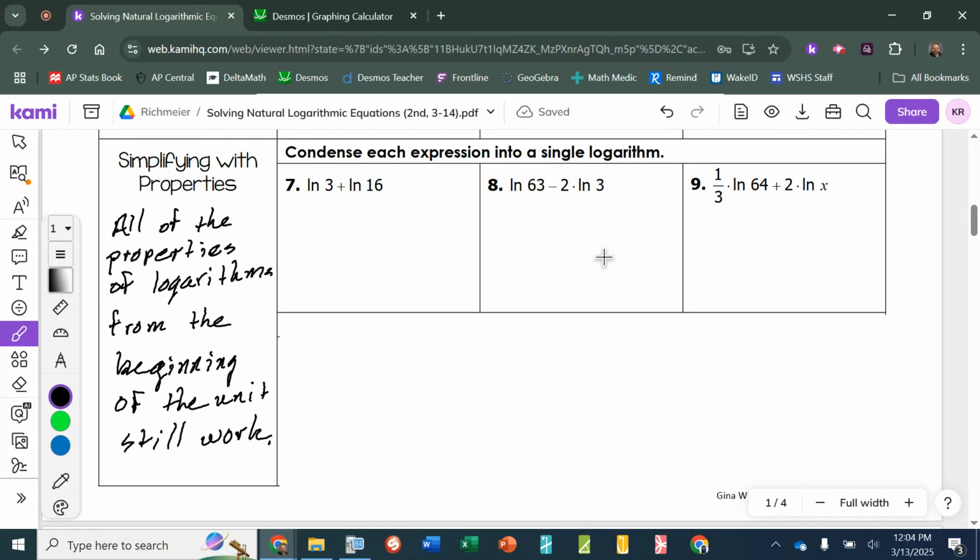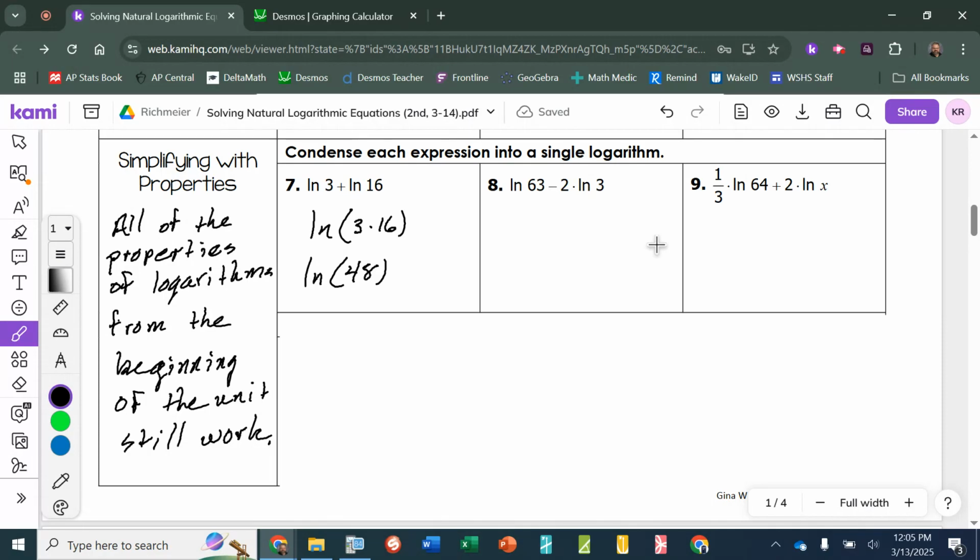It shows addition, so I'm going to use the product property, which says that if I have 2 logarithms of the same base with different arguments being added together, then I can condense that into a single logarithm by multiplying the arguments. So if I take 3 times 16, I will get the natural log of 48.